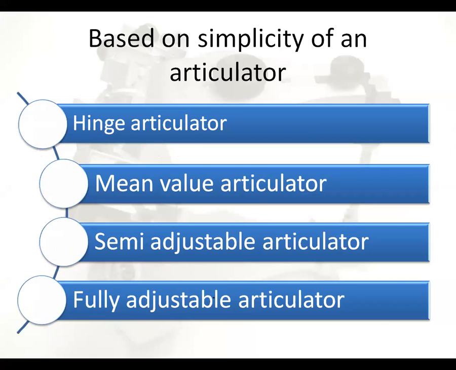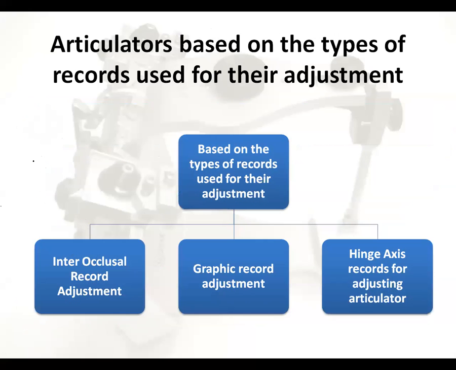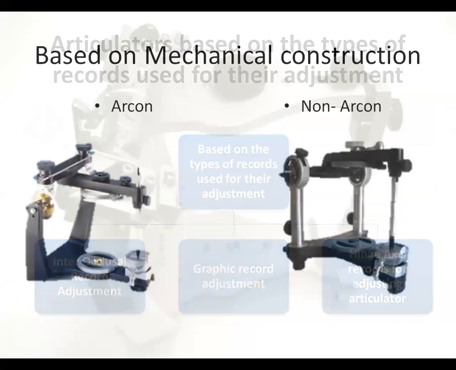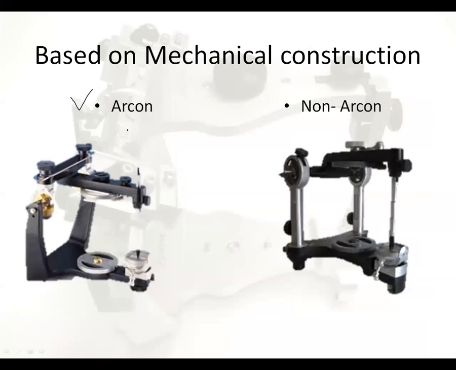Depending upon the simplicity of the articulator, it can be classified into 4 categories. The first one is the hinge articulator, second is the mean value articulator, then semi-adjustable articulators, and fully adjustable articulators. Based on the types of record used for their adjustment, there is the interocclusal record, graphic record, and the hinge axis record. Depending on the mechanical construction, there can be an Arcon type of articulator and the non-Arcon type of articulator. These are the most commonly used articulators. These are Arcon type articulators.